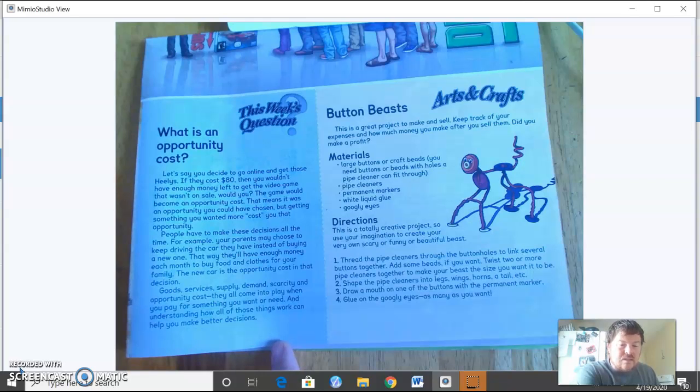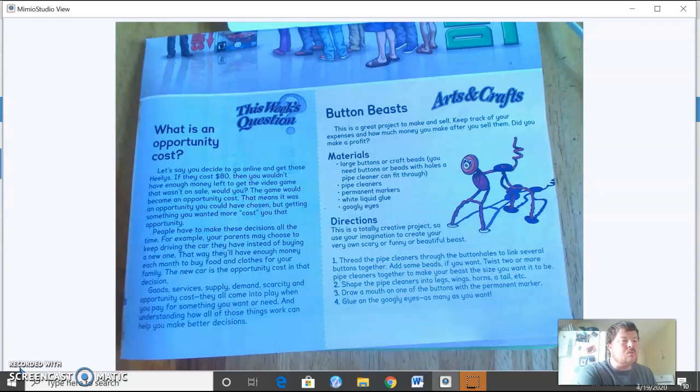Goods, services, supply and demand, scarcity, and opportunity costs all come into play when you pay for something you want or need. And understanding how all of these things work can help you make better decisions. So if you want two different items but you can only buy one, that's an opportunity cost. You chose one over the other. Okay?